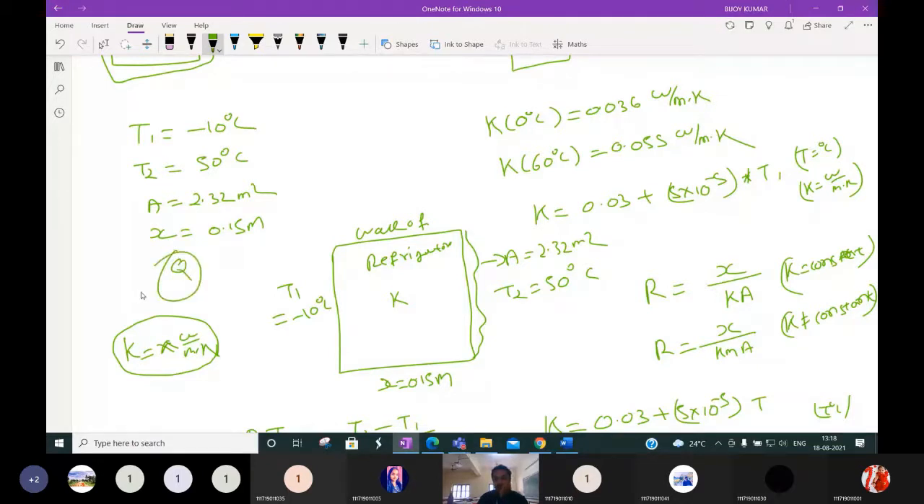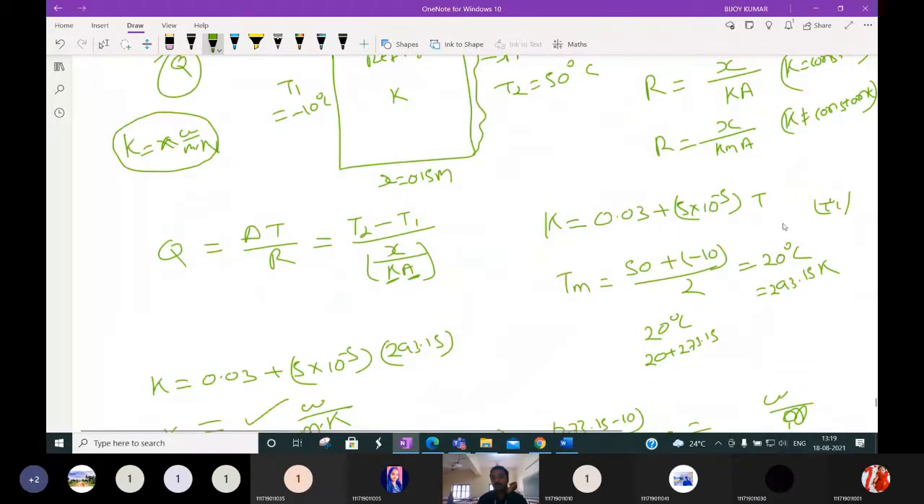Previously, in this type of problem, you have to find Q. Q is equal to del T by R, and R we know is X by K. These are the formulas. Everything is given, only the K value is not known. In the previous problems, the K value was generally given directly, like K is this much watt per meter Kelvin, and then you can find the Q value. But in this problem, instead of giving the K value directly, K is given as a function of temperature.